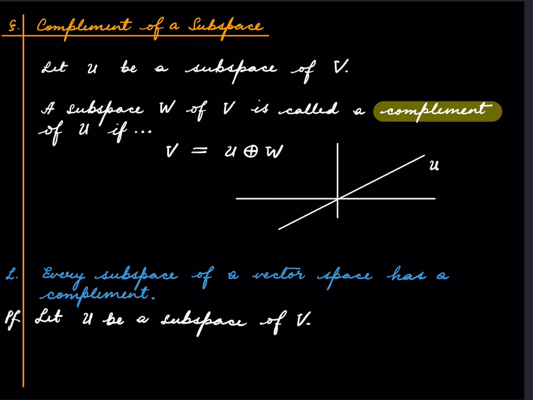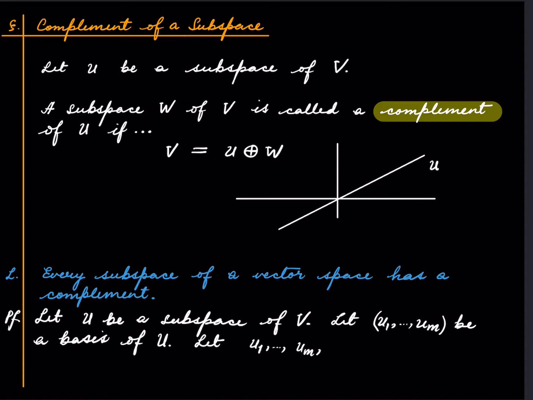And all our vector spaces are finite dimensional. Okay. Fix a basis. Let u1 up to um be a basis of U. And we know that we can extend this basis to a basis of V. So let u1 up to um and w1 up to wk be a basis of V. So this is something that we discussed. Given a linearly independent list, you can always extend that to a basis.